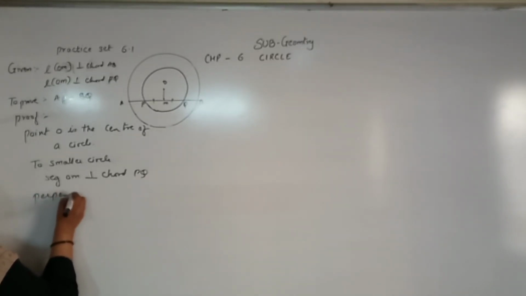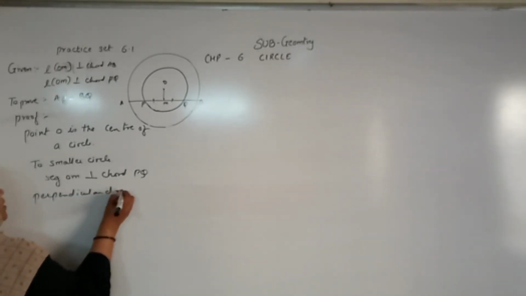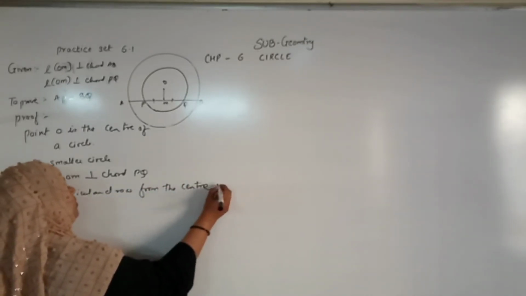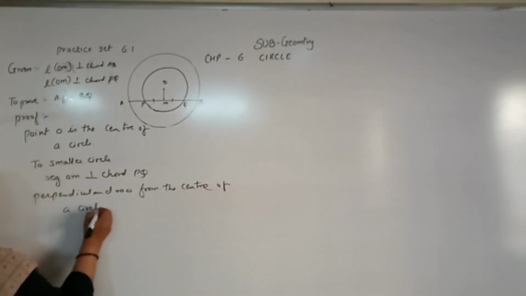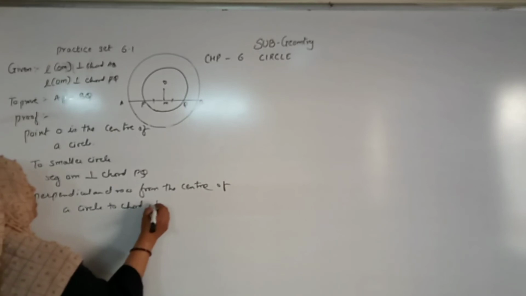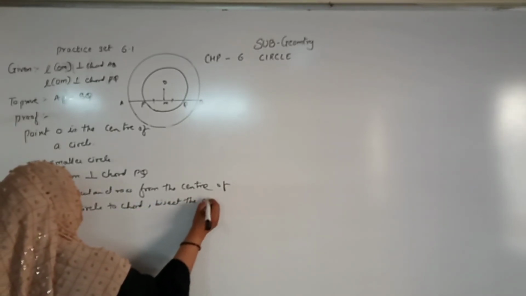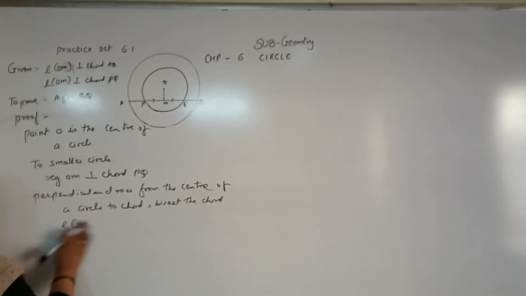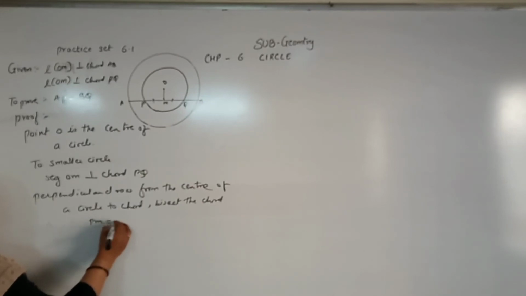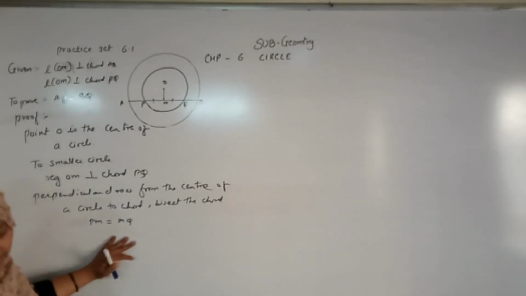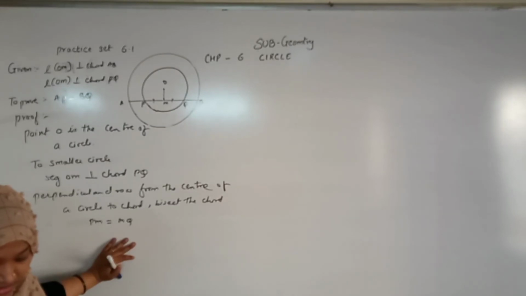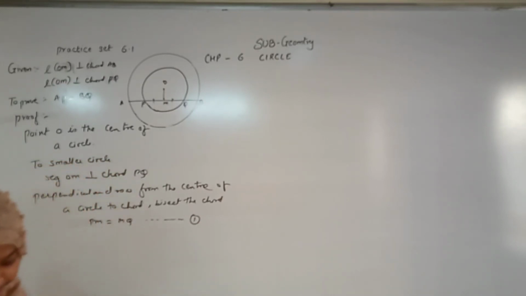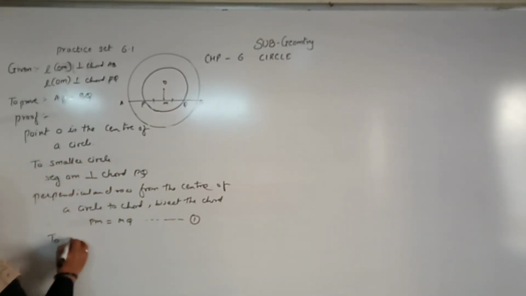So you should write here perpendicular. Again you have to write the theorem: perpendicular drawn from the center of a circle to the chord bisects the chord. So therefore, you can write directly, PM is equals to MQ. आप ऐसा भी लिख सकते हो. You should write the equation number 1 for that. Then now to bigger circle.